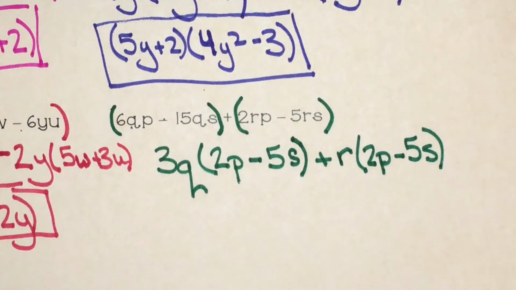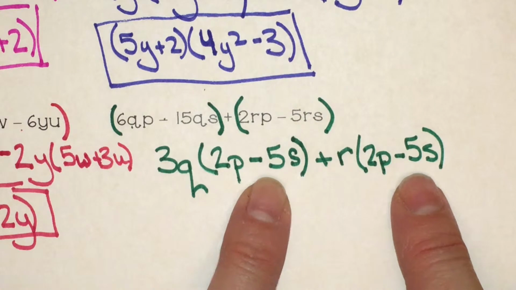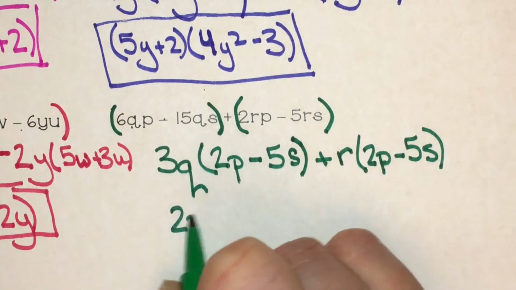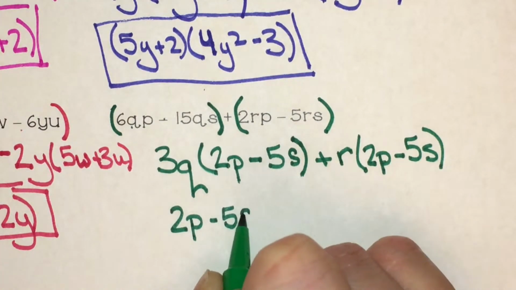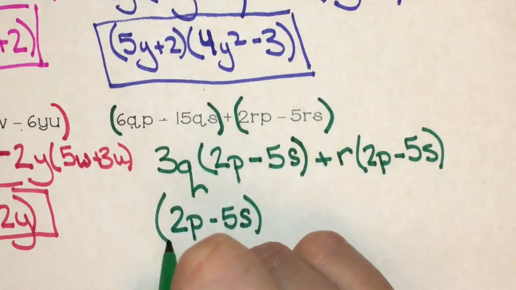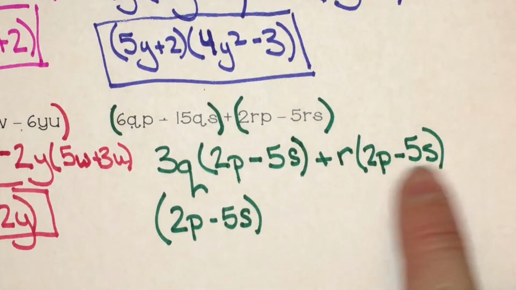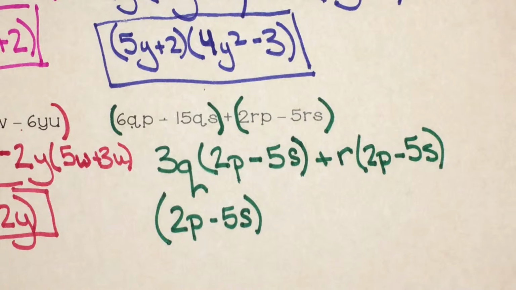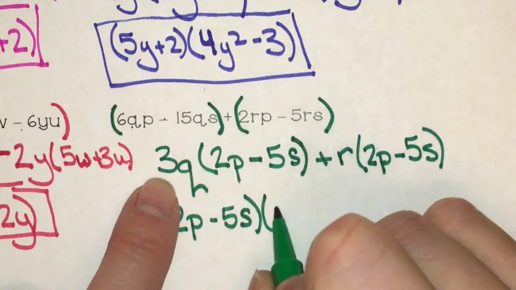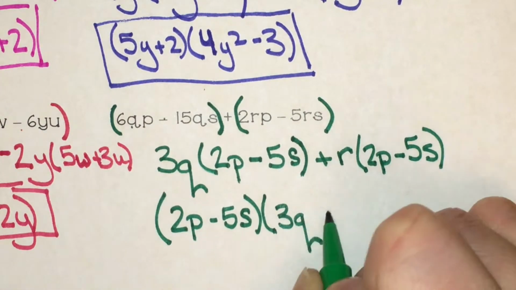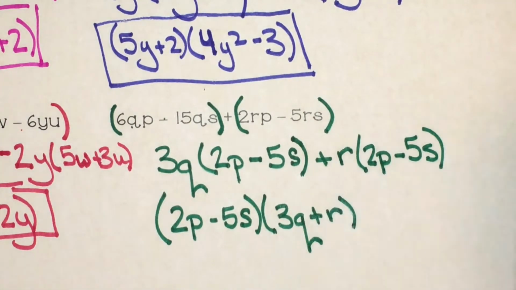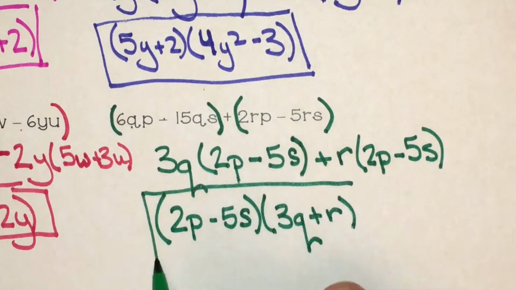So factor out your greatest common factor, 2p minus 5s. And make sure you don't confuse that s with a 5. It's very easy to get your s's and 5's mixed up. Multiply it by what's left over. All right, we have a 3q plus r. That is our answer.